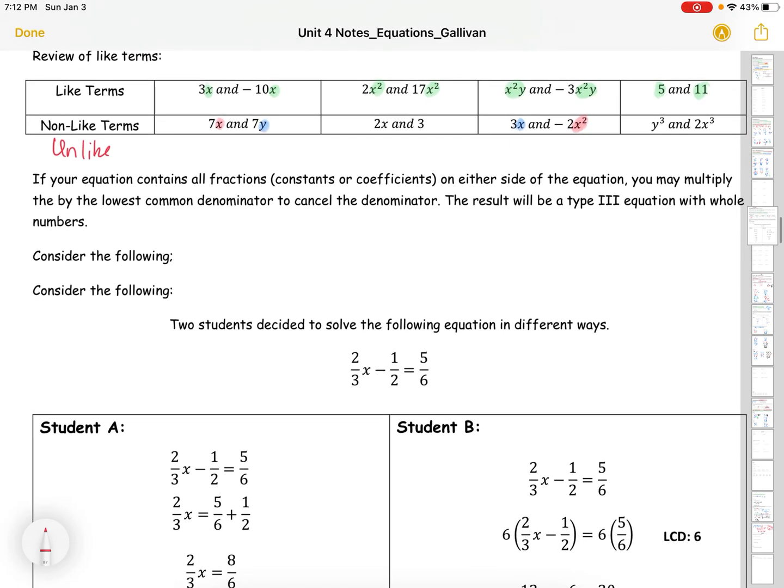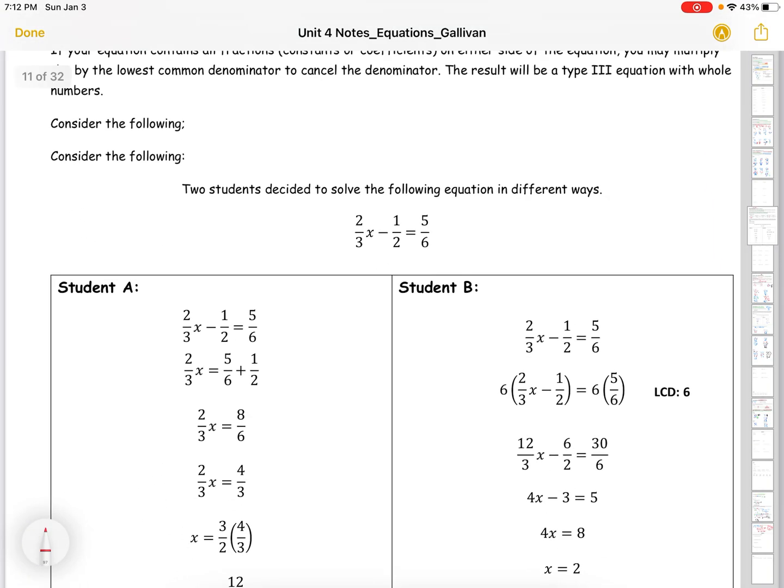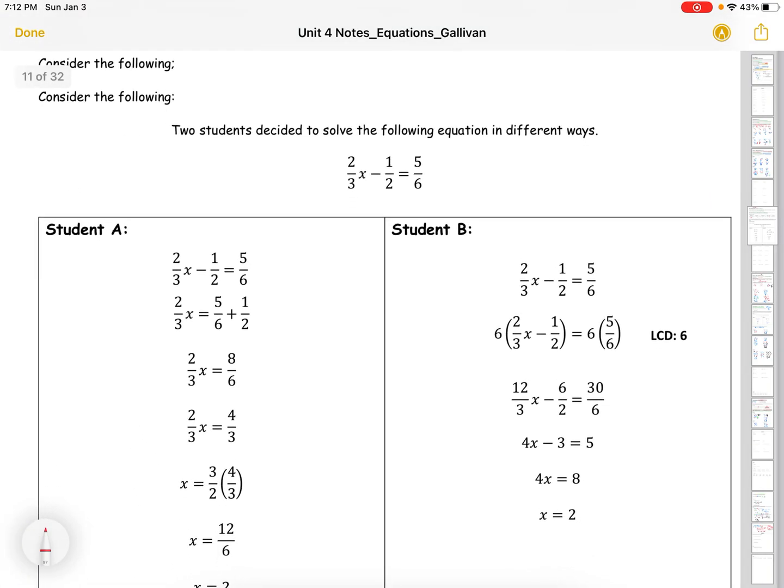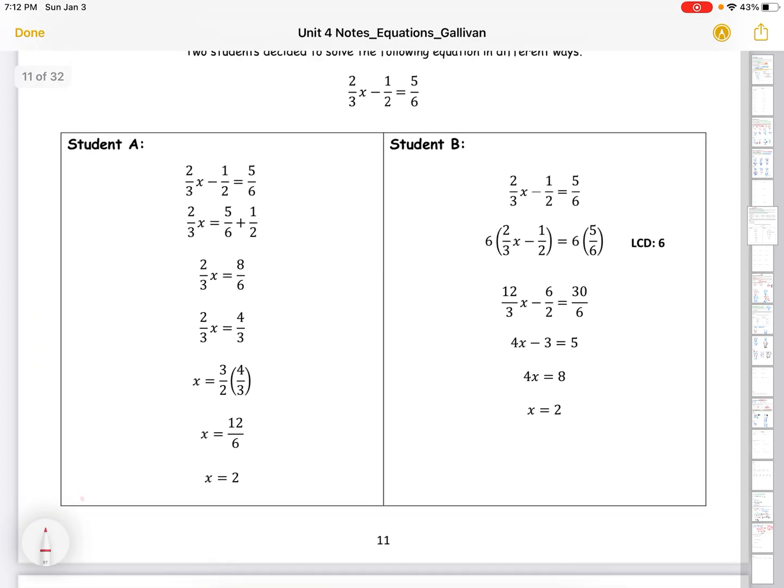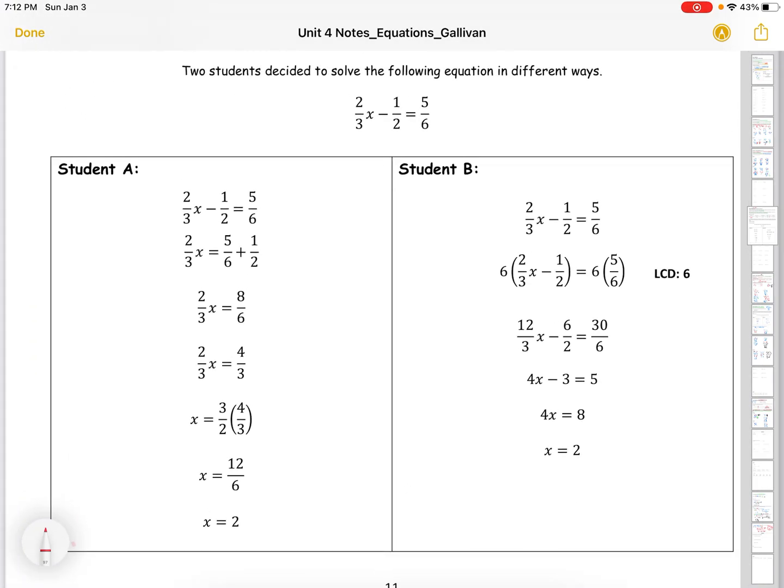Okay. Some interesting things: if your equation contains all fractions, constants, or coefficients on either side, you can multiply by the lowest common denominator to cancel the denominators. And the result will be a type 3 equation. So if we look here, we have two students. You don't have to, but it's an option. Here, student A just dealt with them like they are fractions. Little bit more work, a little bit more calculations, but still was able to solve and get x minus 2.